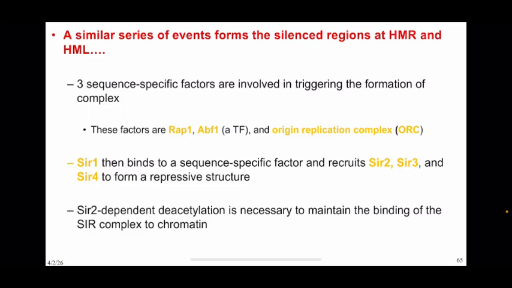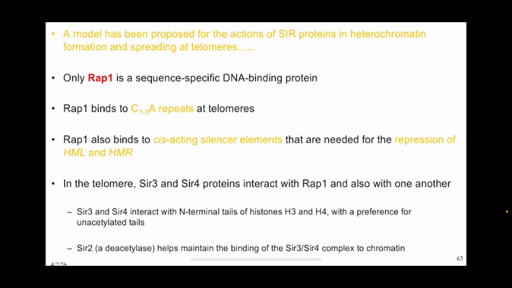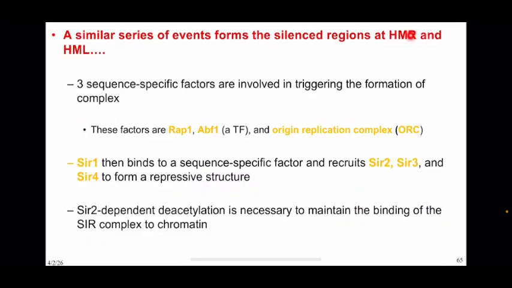A similar series of events forms the silencer. So what we just described is formation of heterochromatin at telomeric regions. RAP1 will bind to cell3 and 4, and they interact with the N terminal of histones, with a preference for unacetylated regions, before cell2 comes in to further deacetylate neighboring acetylated histones. A similar thing occurs when we are silencing the HMR and the HML genes.